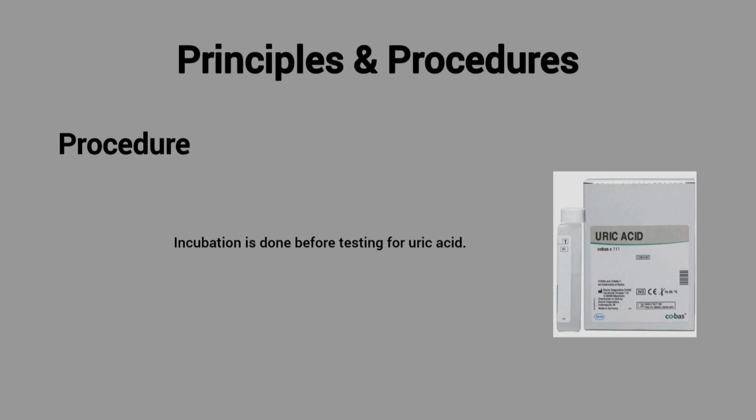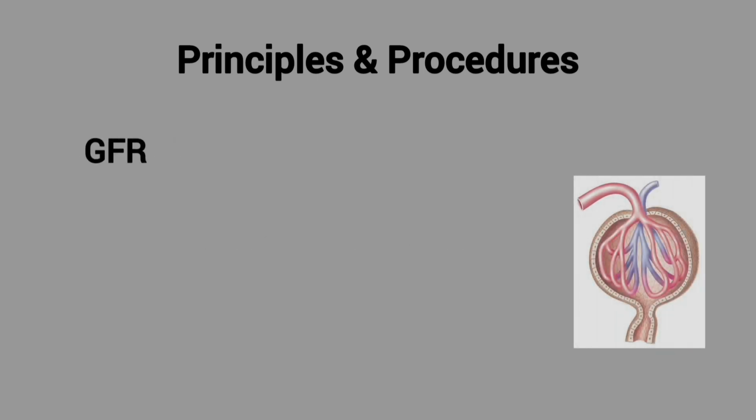Incubation is done before testing for uric acid. Then we have GFR in the last. Glomerular filtration rate is determined by the clearance of two types of markers which are filtered inside the kidneys by the glomerulus, which are serum creatinine and cystatin C.